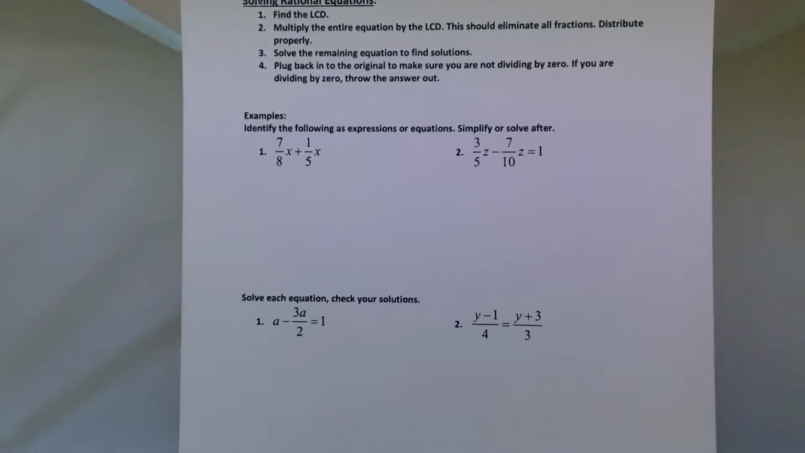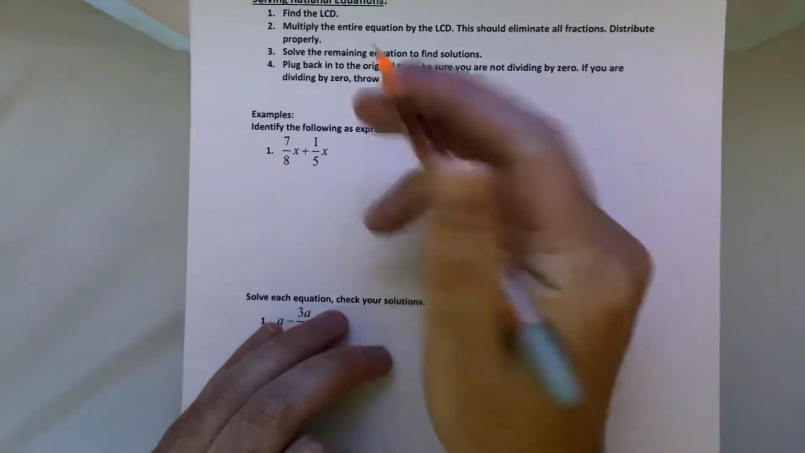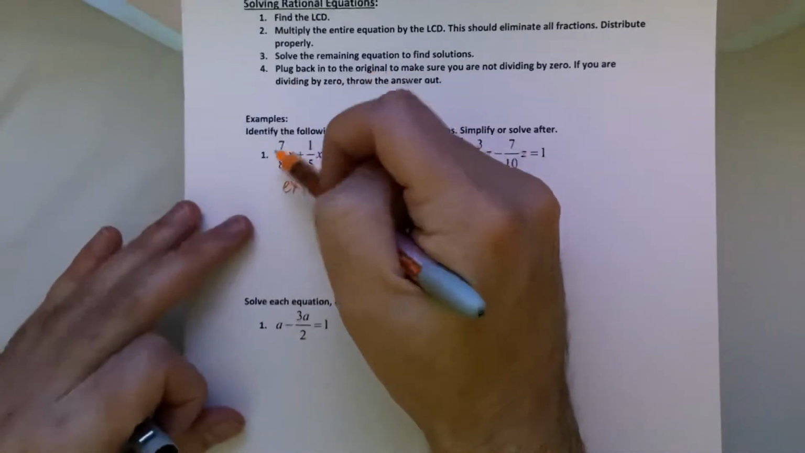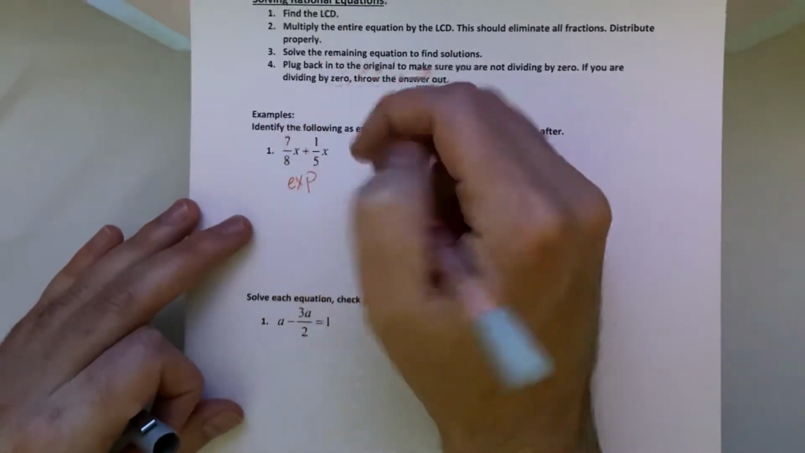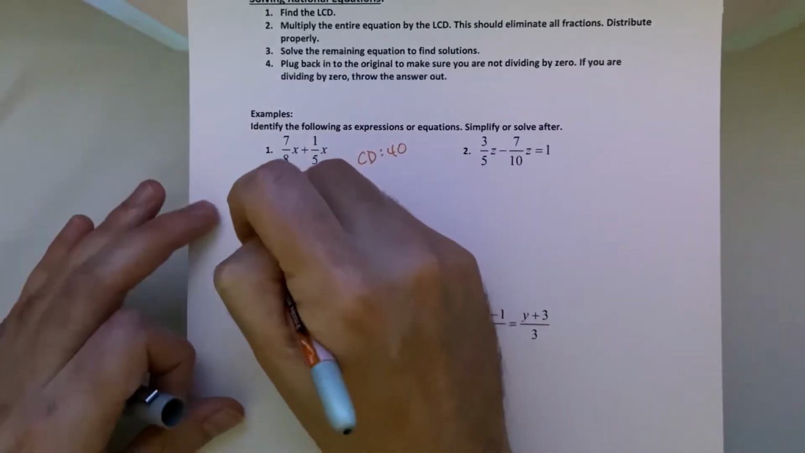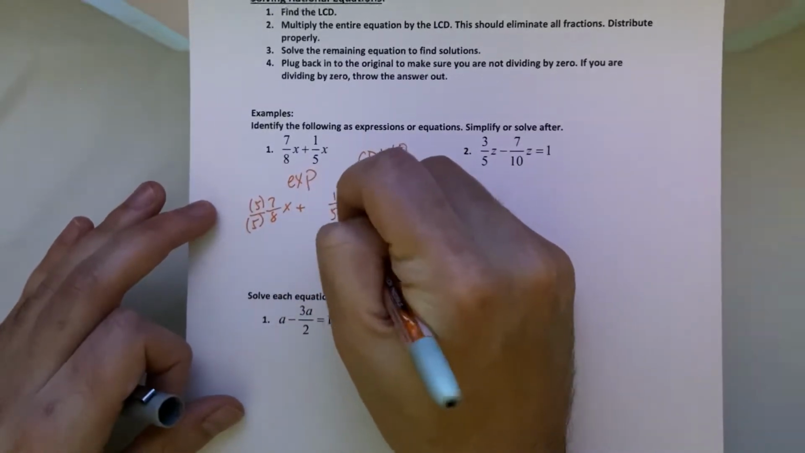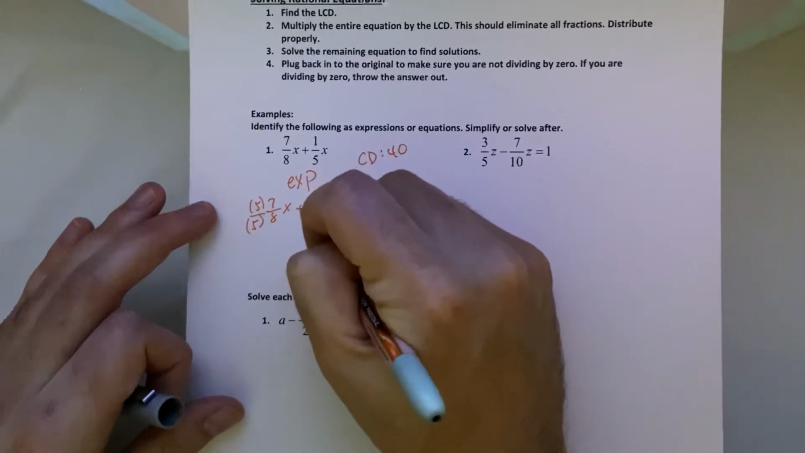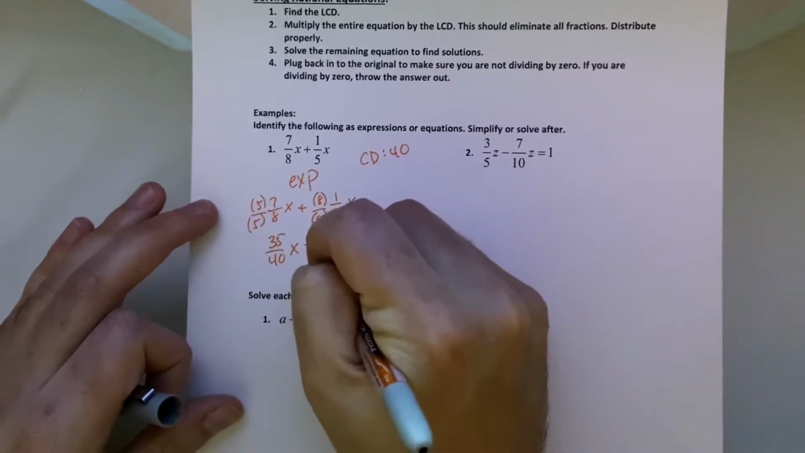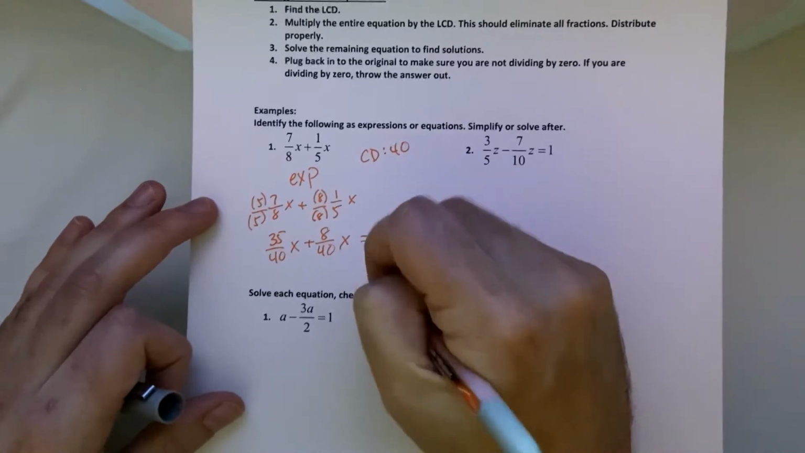Identify the following as expressions or equations, simplify or solve after. Number 1, if you don't see an equal sign, it is an expression. Simplify an expression, so I need to combine these. So my common denominator needs to be 40. So this 7/8 needs to be multiplied by 5. So 1/5 x needs to be multiplied by 8. This is 35/40 x plus 8/40 x, which is a total of 43/40 x.